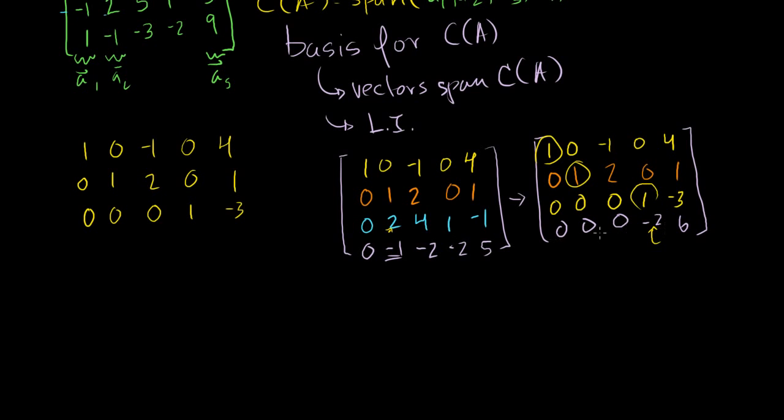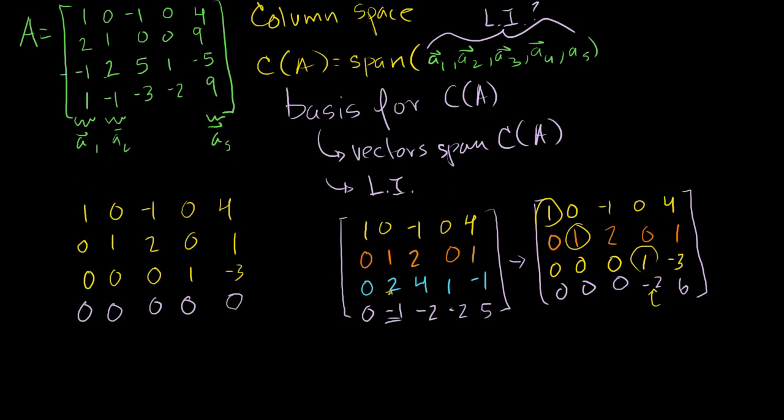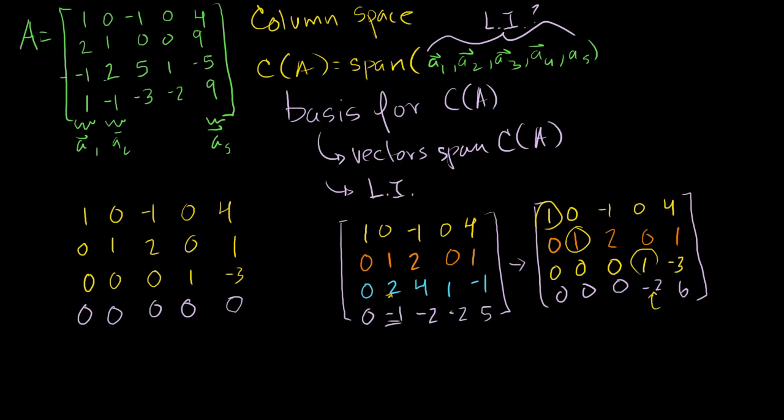And now let's replace my fourth row. Let's replace it with it plus 2 times the second row. So 0 plus 2 times 0, 0 plus 2 times 0, 0 plus 2 times 0. Minus 2 plus 2 times 1 is just 0. 6 plus 2 times minus 3, that's 6 minus 6, that's just 0. And there we have, we've actually put our matrix in reduced row echelon form.